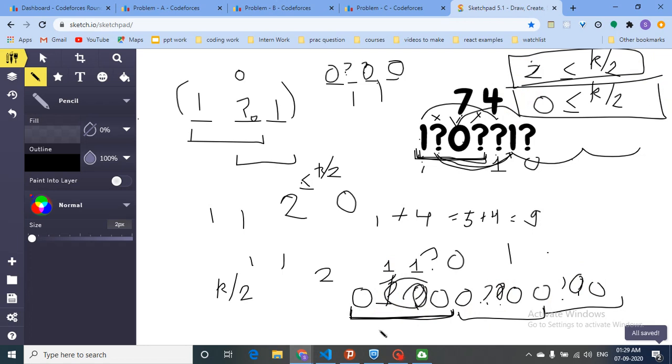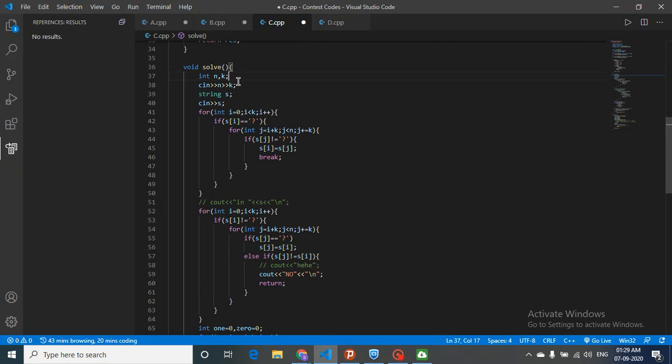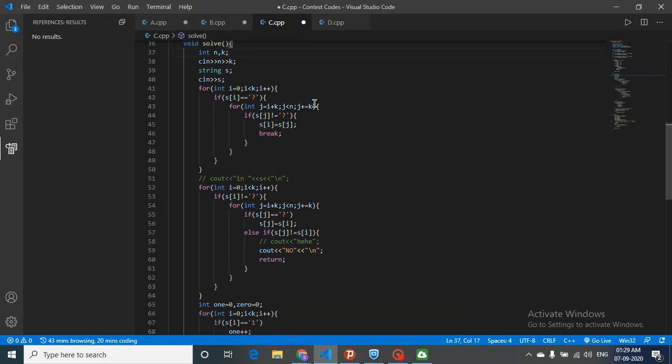Let's move on to the code part now. The code is also very simple, in which we take input of n and k, and the string itself. Then what you're actually doing in this part is iterating over the string for the first k characters, and whenever I find a question mark in the first k characters, I will jump over the next k positions, such that I start from the I plus k position and jump by k positions and check all the k positions next to this position. If it is not a question mark, I will fill that position with s of I.